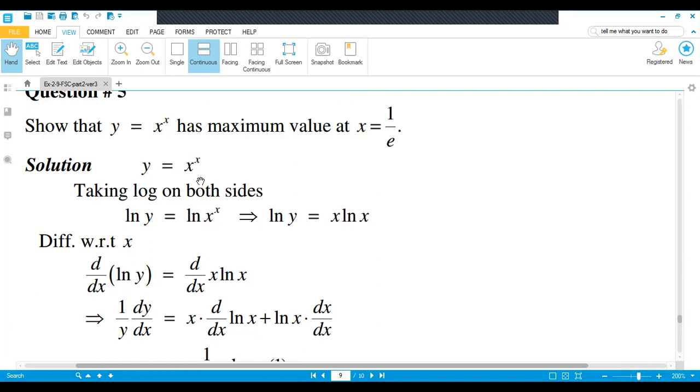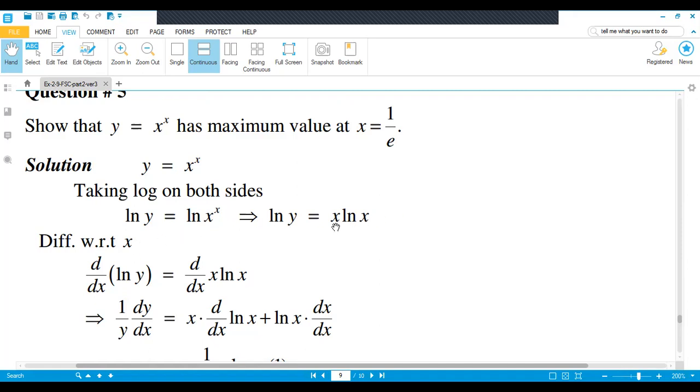Remember one thing, students, when you have a variable and also in the power you have a variable, before differentiating, what will you do? You take log on both sides to remove the variable power. So we take log on both sides, and we get natural log of y and natural log of x power x. You know the log rule, if anything is in the power, it will come as a coefficient. So x natural log of x. Now we differentiate with respect to x.